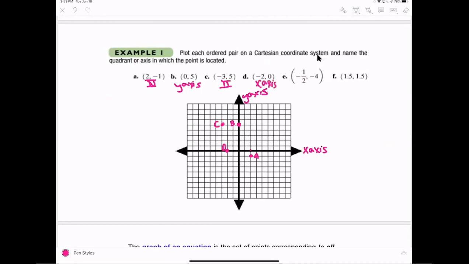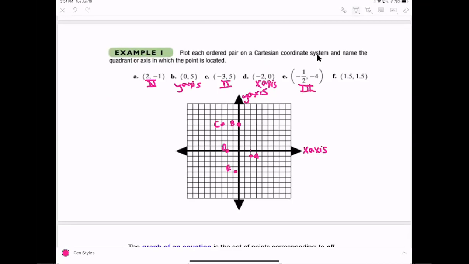Point E, we've got a fraction. We can have coordinates as fractions. A -1/2, think of it as like -0.5. -0.5 is located between 0 and -1. So I'm going to go to the left in between 0 and -1, and then for y, I'm going to go down 1, 2, 3, 4, and I'm just going to estimate my point in between, and I'm going to label that point E, and that is in the third quadrant.